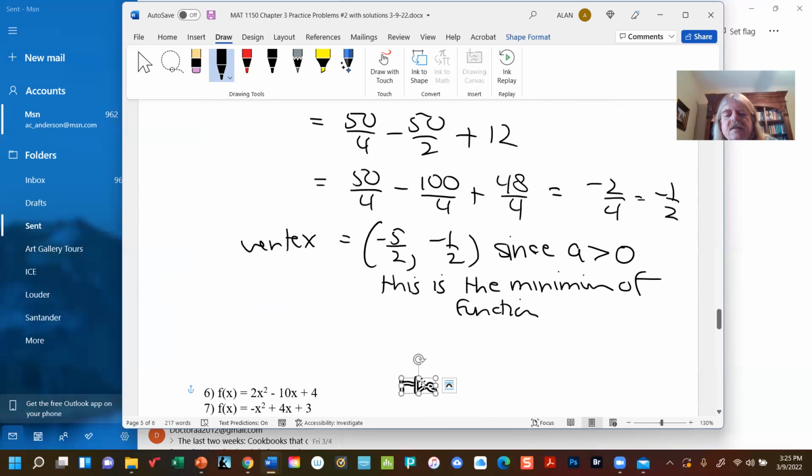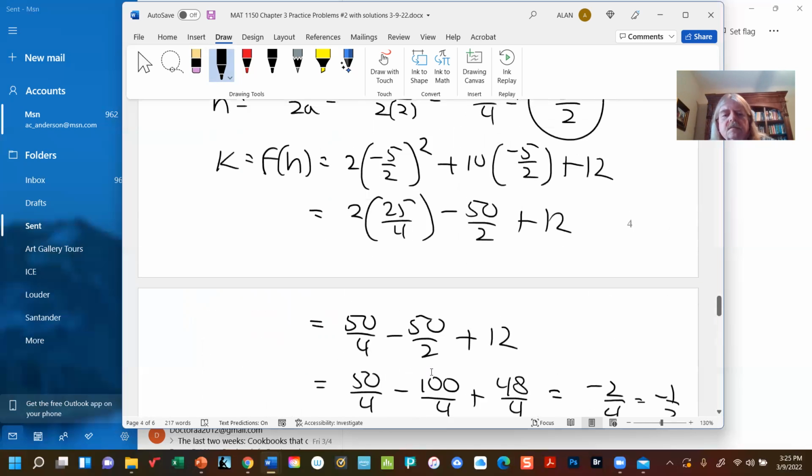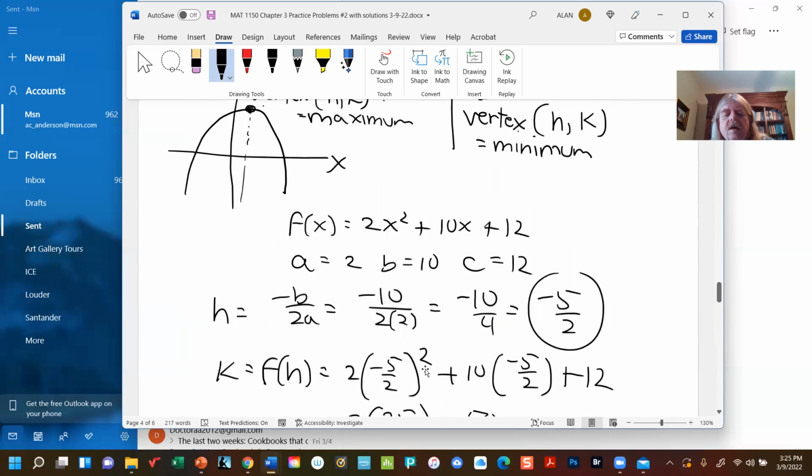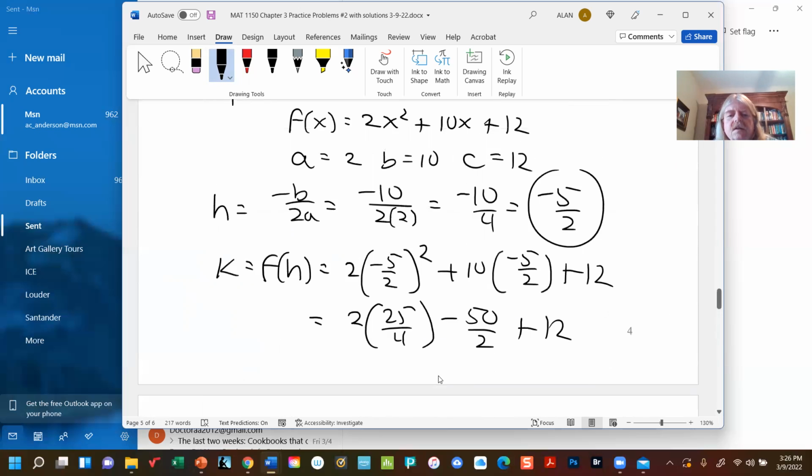Okay, now what about that axis of symmetry? Well, again, remember, all you're trying to do is find a line that cuts through that point. And so what you're going to do is just say, well, therefore, x equals minus b over 2a, which is minus 10 over 2 times 2.